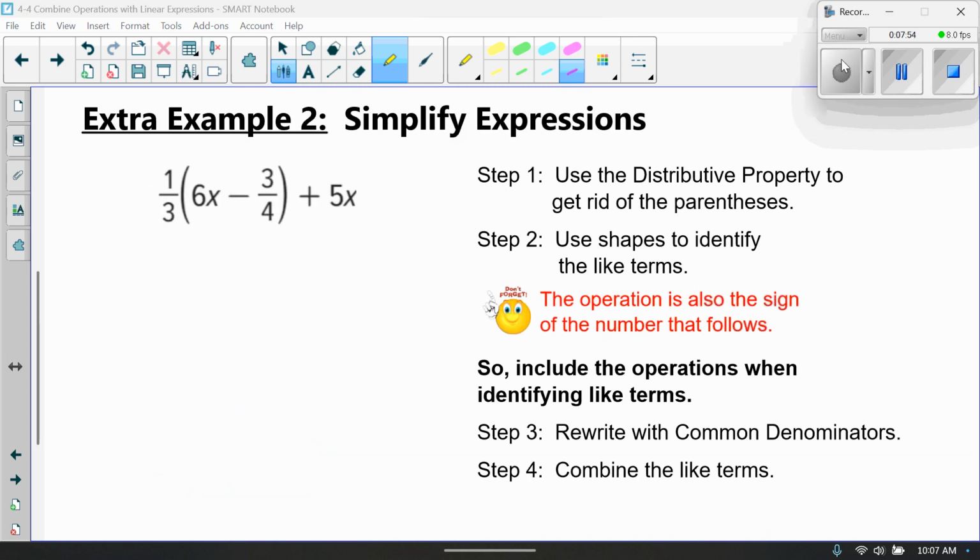All right, let's go ahead and try this one on your own. Go ahead and press pause, do your work, and then press play again to see if we got it right. So we are going to distribute this 1/3 throughout the parentheses. Okay?